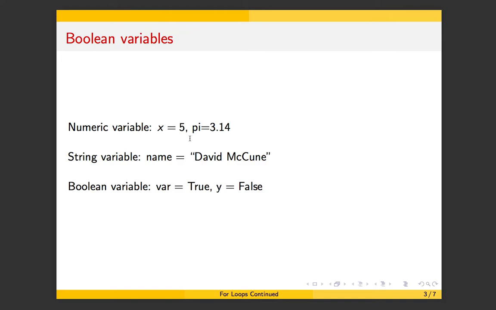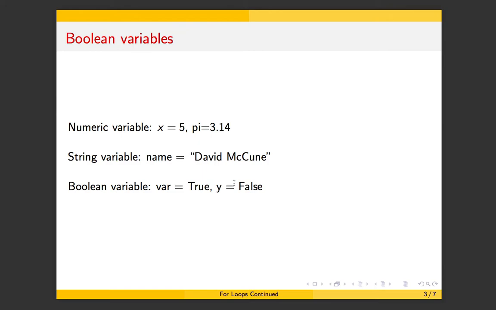Numeric variables can in principle take on infinitely many values, right? That x could be 5, 6, 7, 8, and so on. A string variable could also, in principle, take on an infinite number of values. There are infinitely many English sentences you could make. Boolean variables are the opposite extreme: only 2 values, true or false.